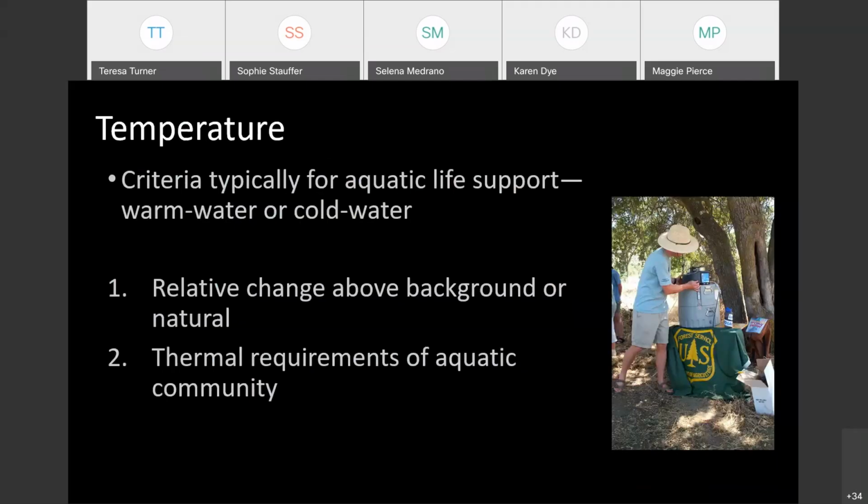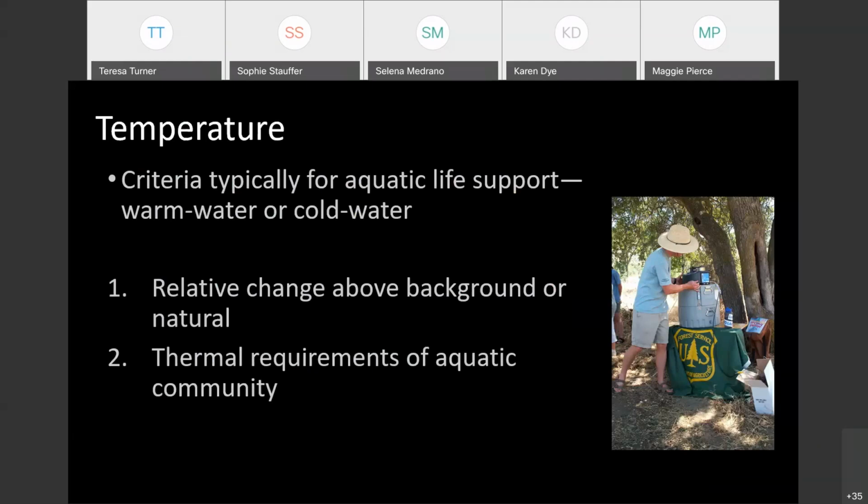So next we'll be talking about temperature criteria. Temperature criteria are typically associated with aquatic life use support. Oftentimes they're broken out between warm water and cold water type uses, or even other more specific aquatic life uses. There's two general forms that temperature criteria tend to take.